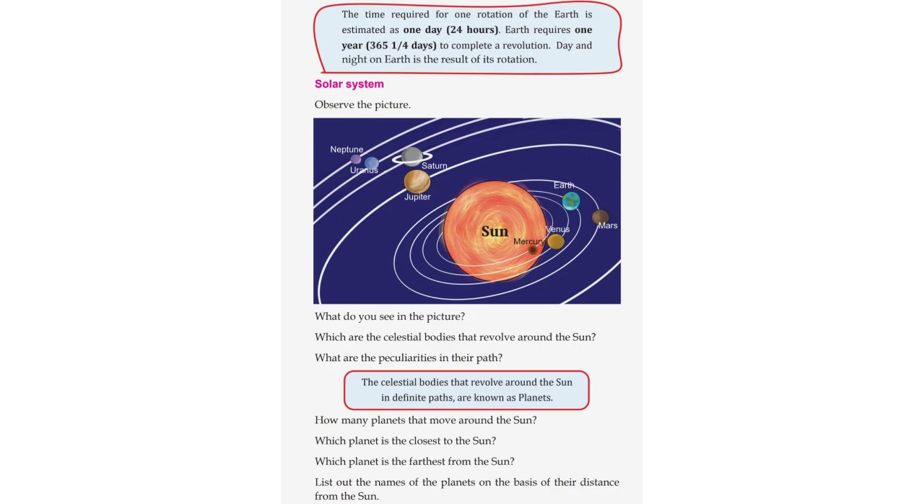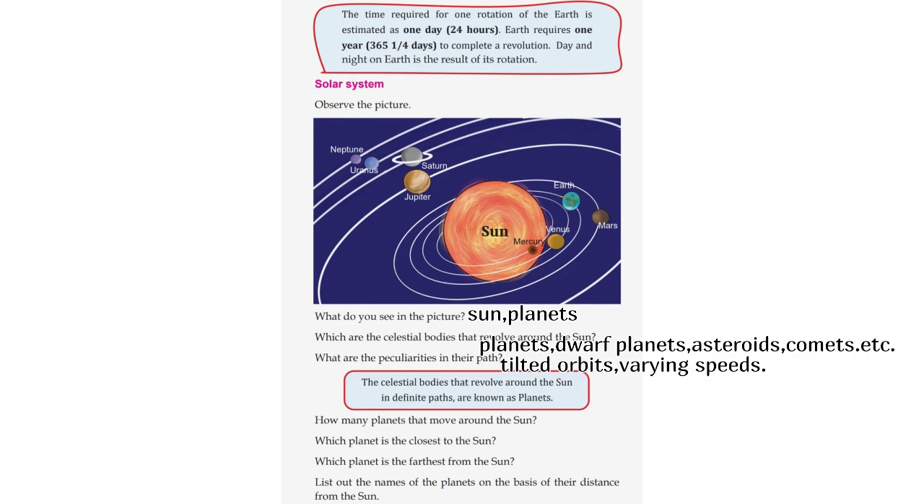Solar system. Observe the picture. What do you see in the picture? Sun, planets. Which are the celestial bodies that revolve around the sun? Planets, dwarf planets, asteroids, comets, etc. What are the peculiarities in their path? Tilted orbits, varying speeds. The celestial bodies that revolve around the sun in definite paths are known as planets.